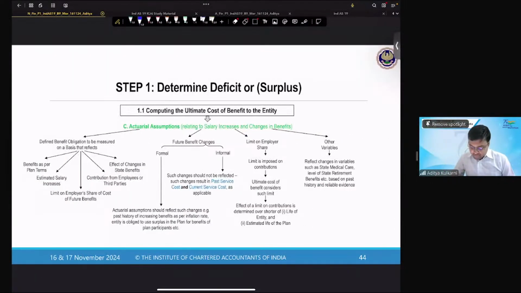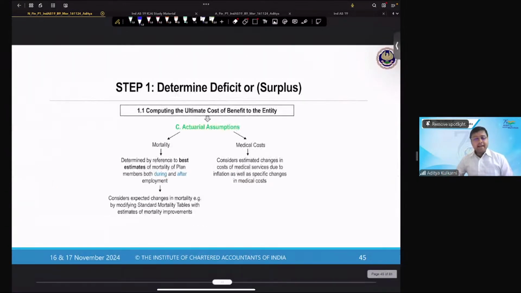All right. Now, ये सब वही theory है. Okay. Defined benefit obligation to be measured on a basis that reflects the benefit as per plan terms, estimated salary increases, limit on employer share of cost, contribution from employees or third parties, effect of changes in state benefits. Future benefit changes, if they are informal, result in such changes not to be reflected. Actuarial assumptions should reflect such changes, example, past history, etc. So all this you can just go through for homework. That is just to add knowledge to what you have already learned, but it has no major exam implications.